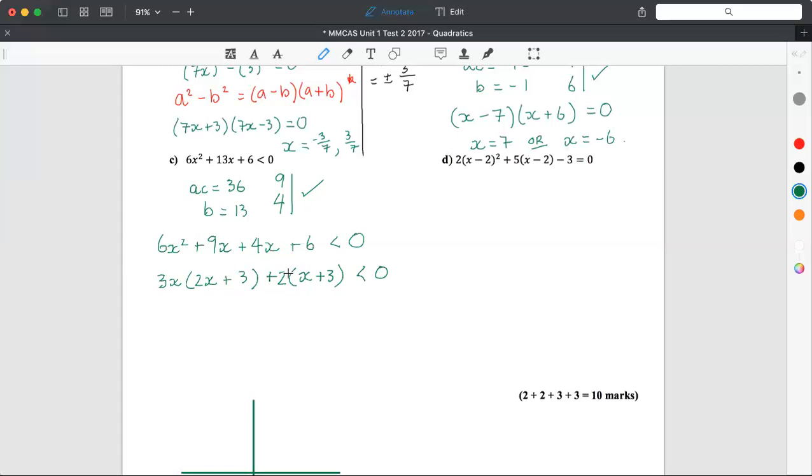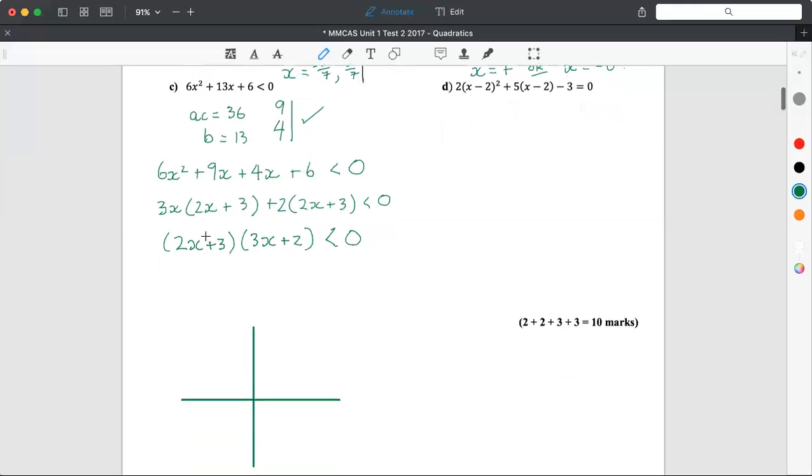And rookie error, when I took 2 out as a factor of 4x, that's going to give me 2x plus 3 less than 0. And now the highest common factor is 2x plus 3. So that comes out the front because that's in both terms. And we're left with 3x plus 2. All of that has to be less than 0.